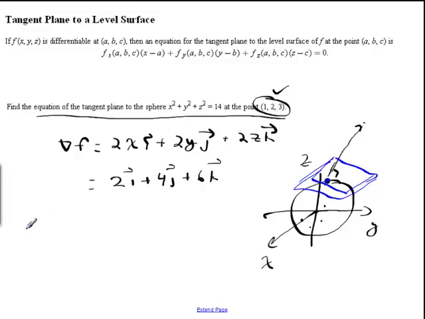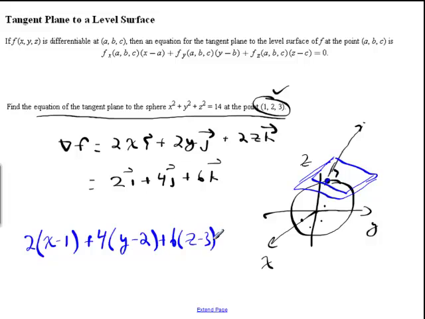So the equation for that plane is going to be 2 times x minus 1 plus 4 times y minus 2 plus 6 times z minus 3, and that equals 0.